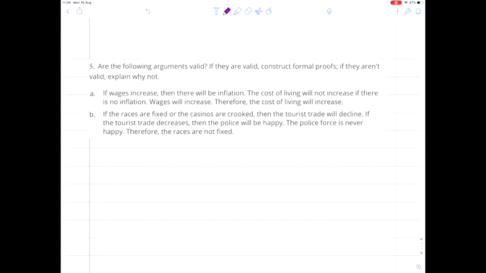And then our second one: if the races are fixed or the casinos are crooked, then the tourist trade will decline. If tourist trade decreases, then the police will not be happy. The police force is never happy, therefore the races are not fixed. So all of these are using notionally logical steps, but what we want to think about is whether the conclusion reached is valid. So give this a try and see if you can explain why they're not valid or write a formal proof if they are. And then in the next lecture, we're going to look at various kinds of validity and invalid arguments.